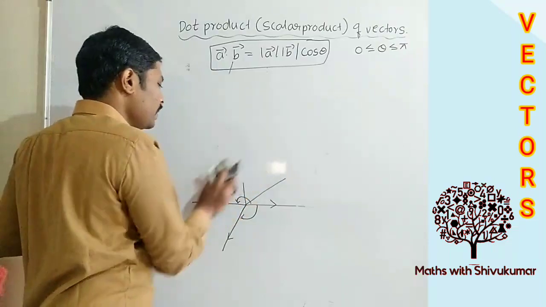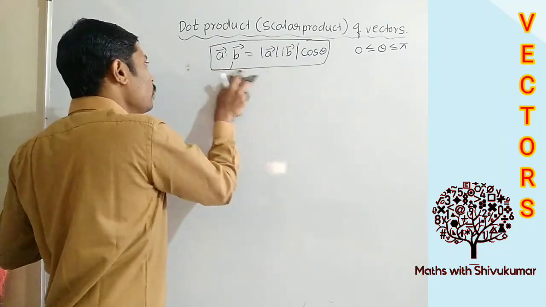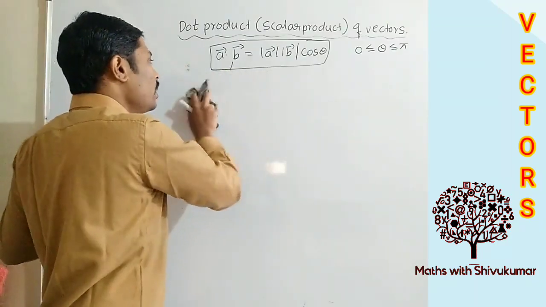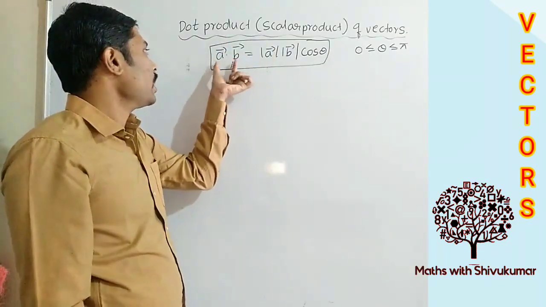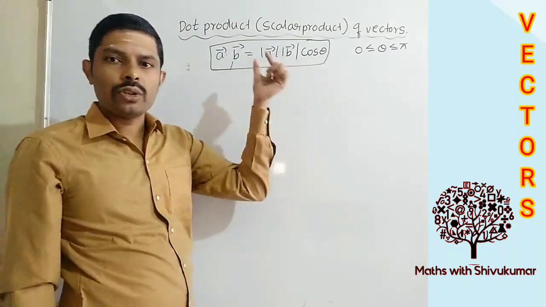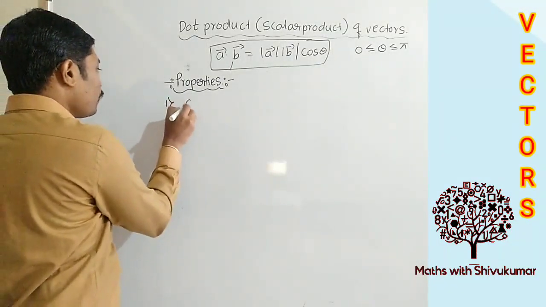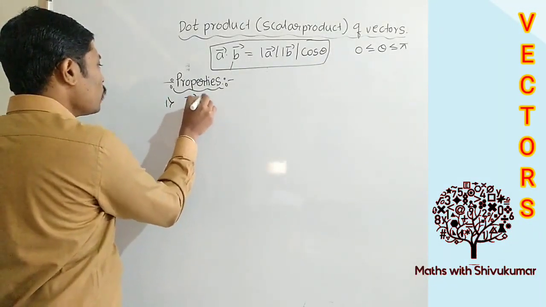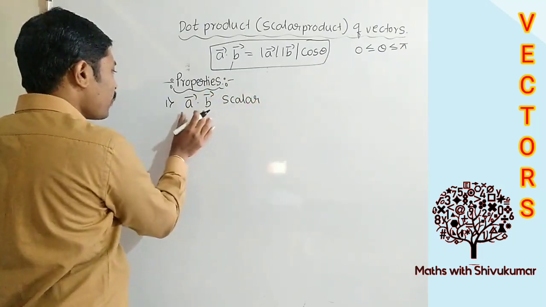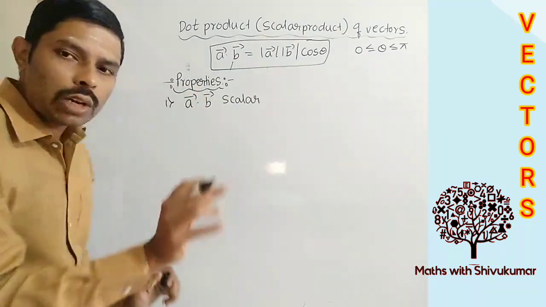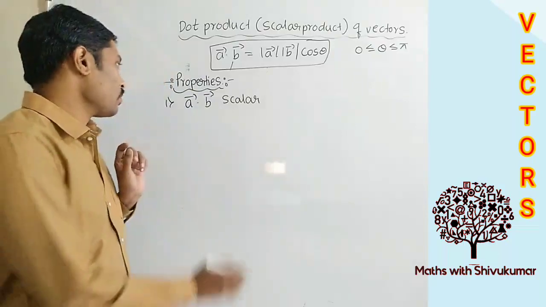So now we will see some of the properties based on this. Then we will go for the geometrical meaning or geometrical interpretation. So dot product is nothing but A dot B is equals to magnitude of A, magnitude of B, cos of theta. Property number 1: A dot B is always scalar. Scalar means after calculating the dot product, you will always get a number. That is the first property.